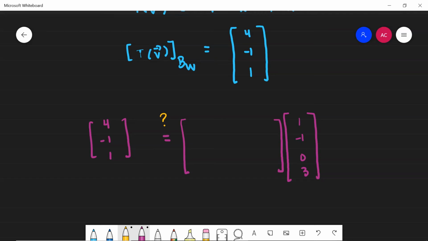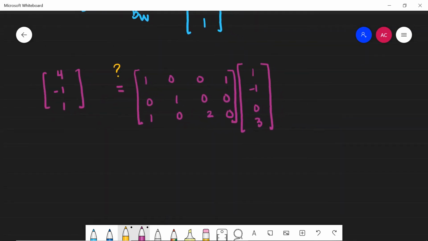So the matrix representation, what we're conjecturing is the matrix representation is 1, 0, 0, 1. And then 0, 1, 0, 0. And then 1, 0, 2, 0. All right. Let's see what happens if we actually take the product of these matrices.